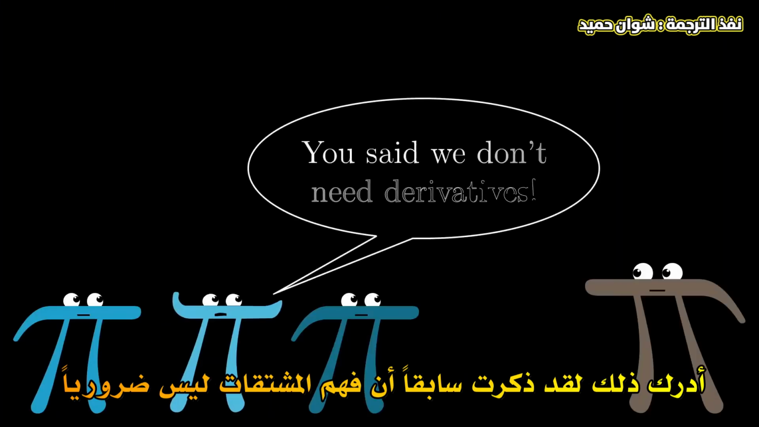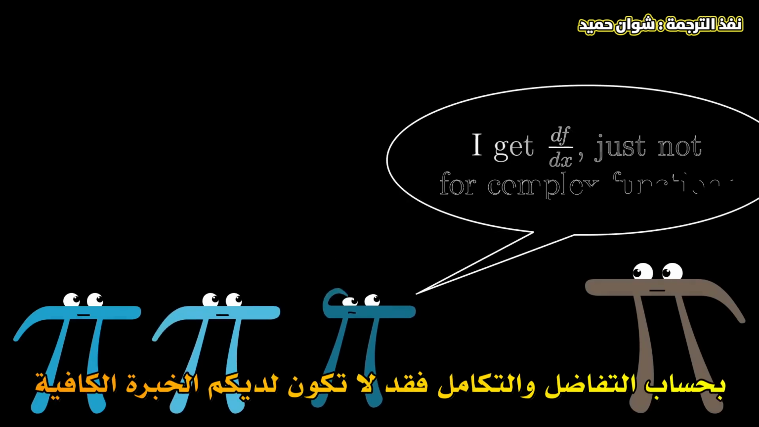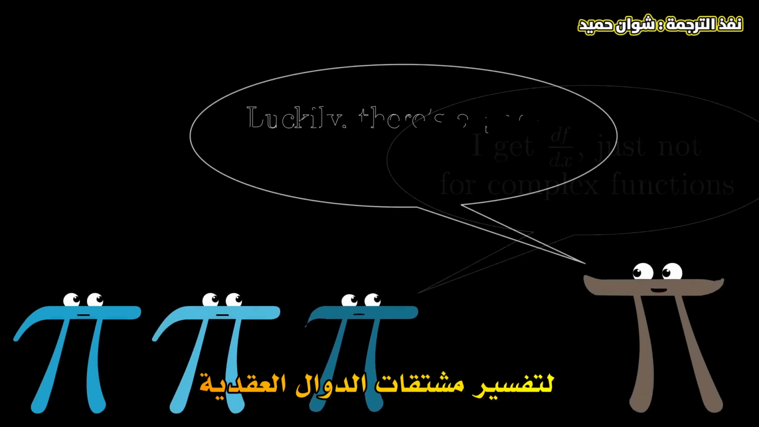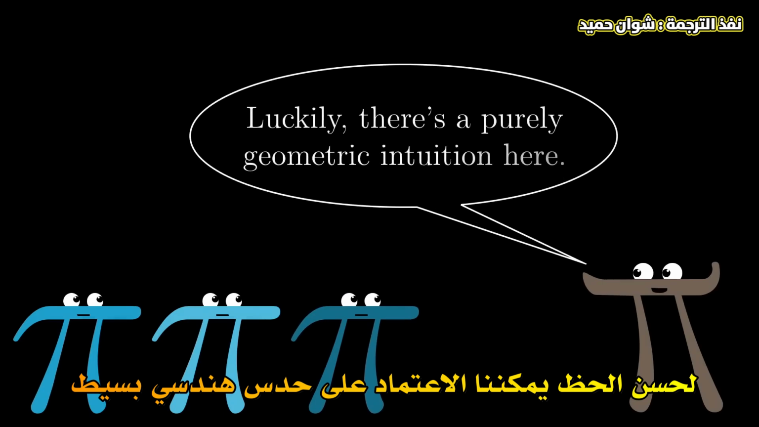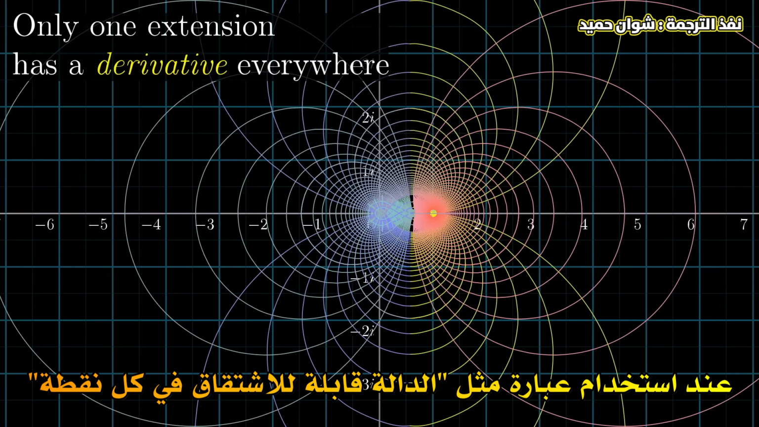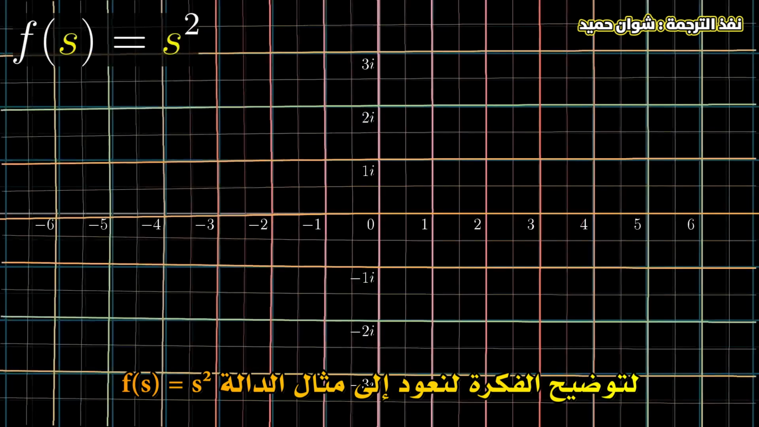I know, I said that you wouldn't need to know about derivatives for this video, and even if you do know calculus, maybe you have yet to learn how to interpret derivatives for complex functions. But luckily for us, there is a very nice geometric intuition that you can keep in mind for when I say a phrase like, "has a derivative everywhere." Here, to show you what I mean, let's look back at that f(s) = s² example.